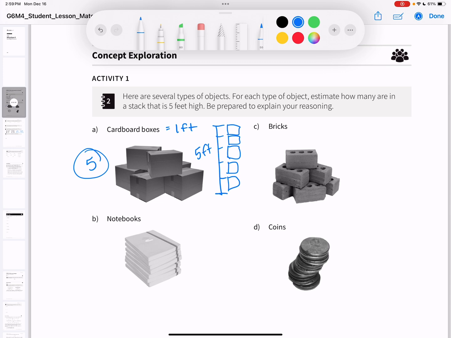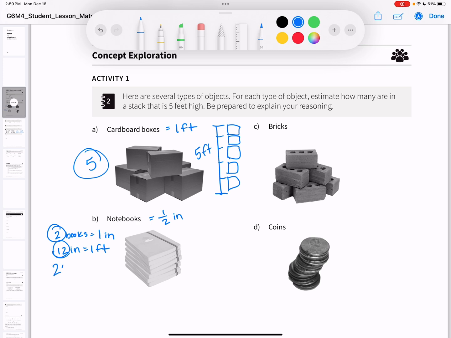So let's say that they're 1/2 of an inch. Well, we need to know how many inches are in 1 foot. If each notebook is worth 1/2 of an inch, then that would be 2 books in 1 inch. And how many inches are in a foot? Well, there's 12 inches in 1 foot. So we're going to have to multiply 2 books, because that's 1 inch, by 12 inches.